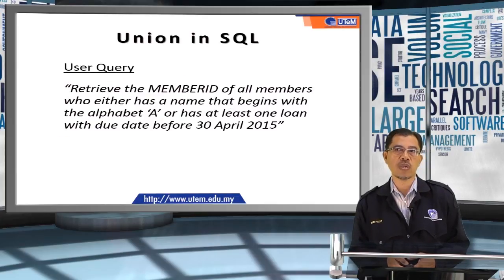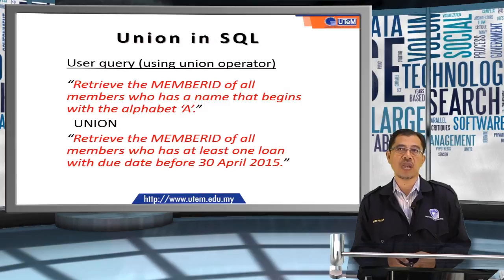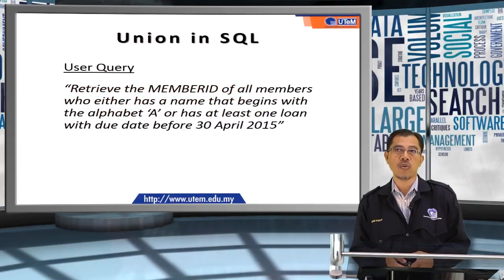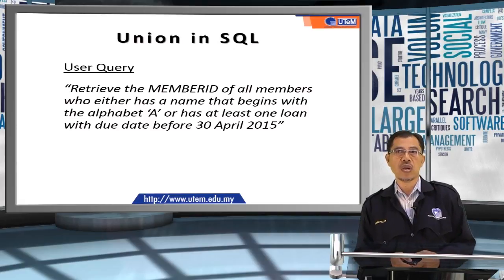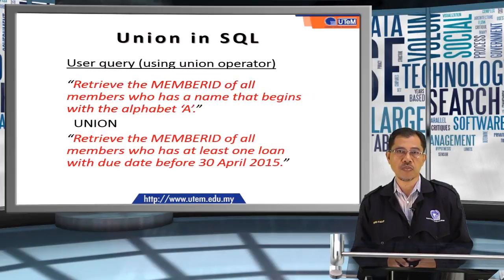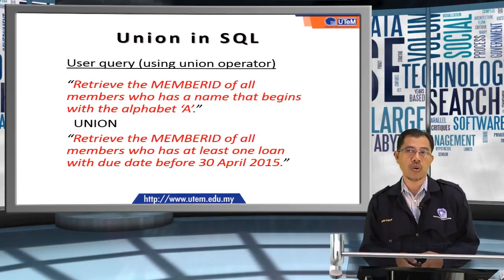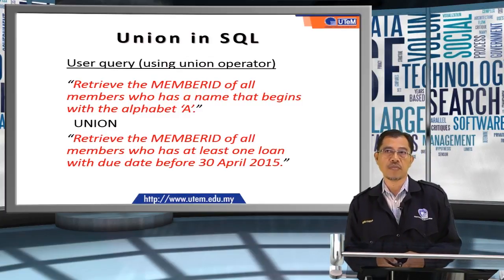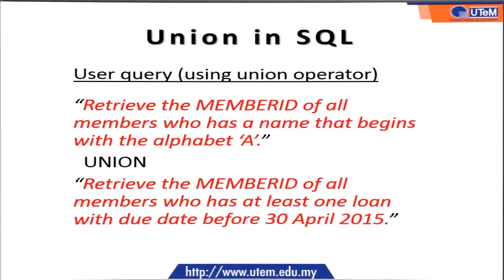and the user query which wants to retrieve the member ID of all members who either has a name that begins with A or has at least one loan with due date before 30th April 2015. Using union operation, the query can be rewritten as follows. Based on this statement, we can write the SQL statement as follows.